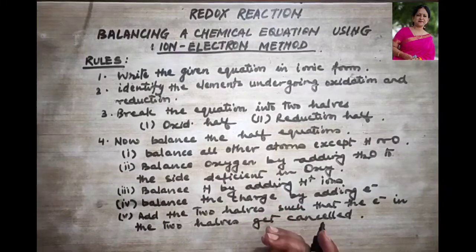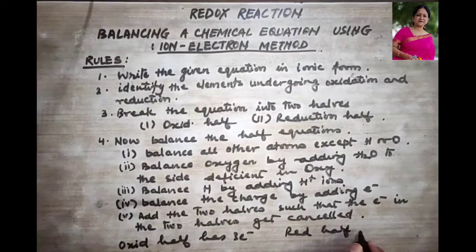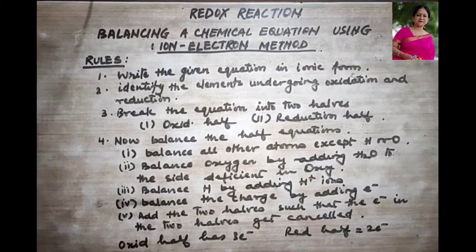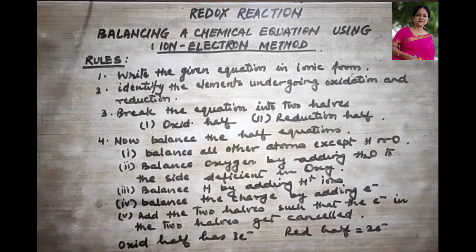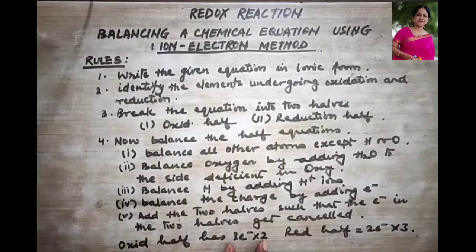Like for example, suppose your oxidation half has 3 electrons, okay, and your reduction half has say 2 electrons. So now what we have to do, these electrons of oxidation half and reduction half have to be balanced, they have to be equal. So what will we do? To this we will multiply with 2, and with the reduction half we will multiply it with 3. So this is going to give you 6 electrons. This is also going to give you 6 electrons.